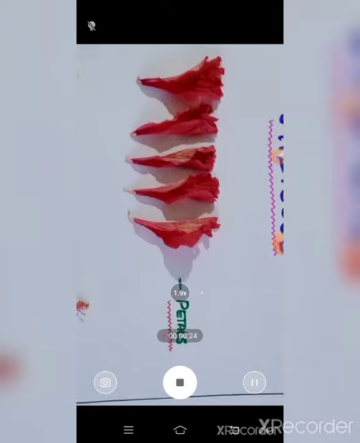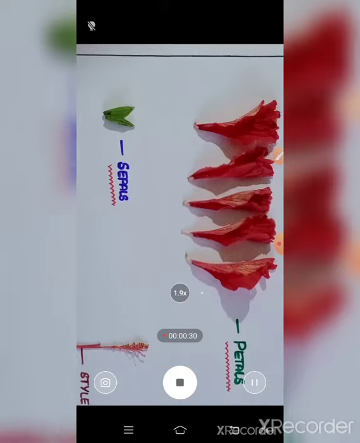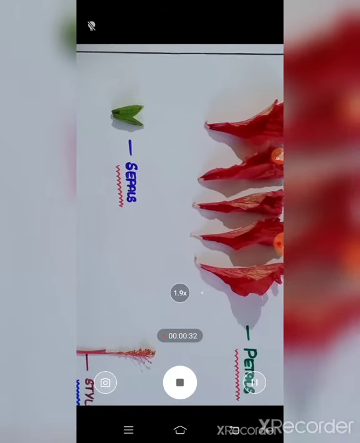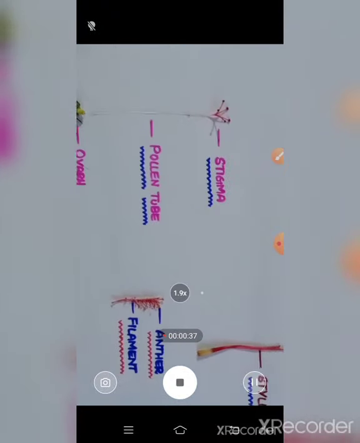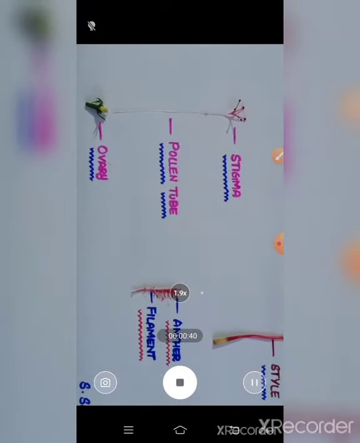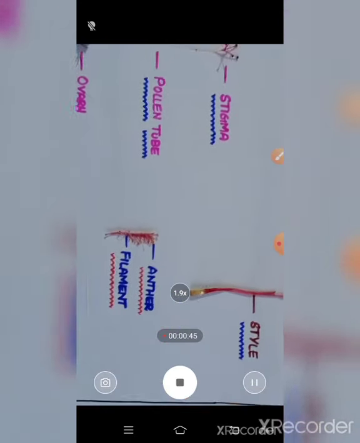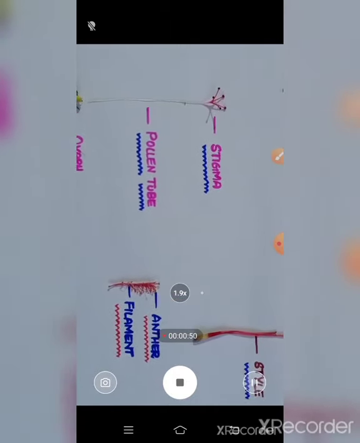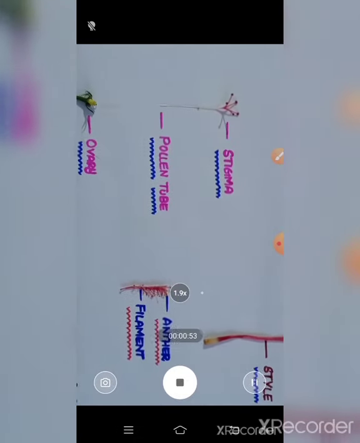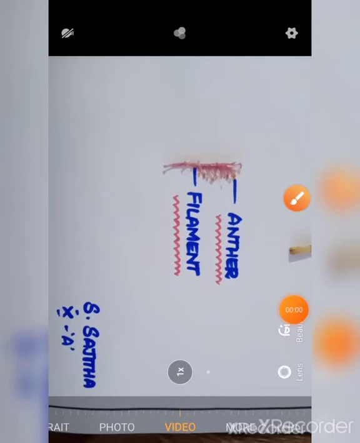These are the petals. And these are the sepals. The petals and sepals are the non-reproductive parts of the hibiscus. And this is the style, and this is the stigma, pollen tube, ovary, and here the anther and the filament. The style, pollen tube, stigma, and ovary are the female reproductive parts of the hibiscus, which together form the pistil, and the anther and filament together form the stamen.